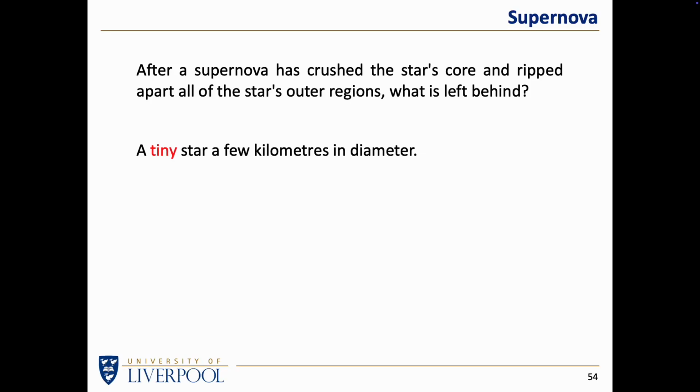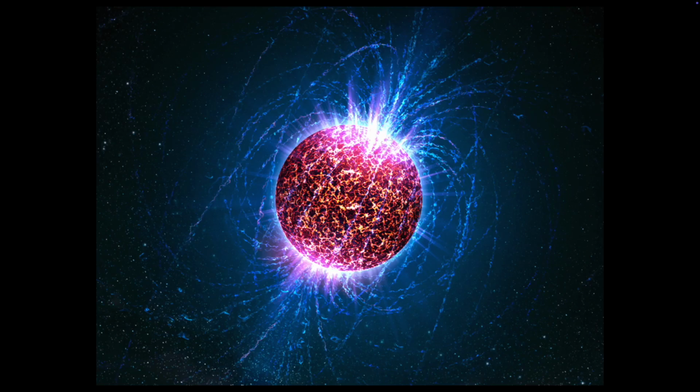The remnant of a supernova will be something only a few kilometers in diameter, not tens of thousands of kilometers. It'll be something like a neutron star. A neutron star will be kilometers in size, will have extremely strong magnetic fields, which is why we see synchrotron radiation in nebulae like the Crab Nebula.